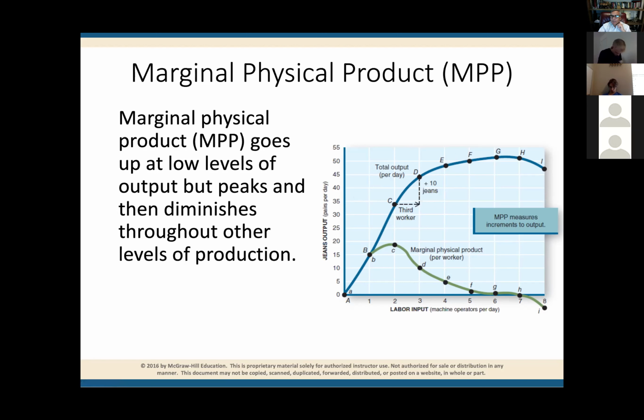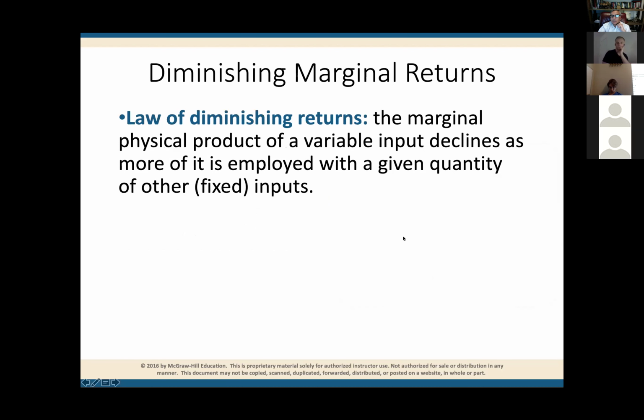The second guy brought me from 15 to 35, brought me 20. And as you can see, this is 20. And then after that, boom, only 10, right? And then a little bit like 5, and then like 2. So as you can see, the law of diminishing returns simply says this.